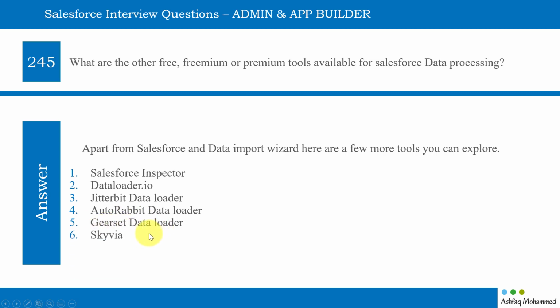Okay. We have Skyvia also. I have not used it a lot, but I heard that this is also a very good tool you can explore. So these are paid. Jitterbit, I think it's free plus paid, and AutoRabbit and Skyvia are definitely paid, no free version on these. Dataloader.io, you will get free to some extent, and if you want to do more things, then you might have to take the premium one. Okay, so this is nothing but freemium. So try this as well.